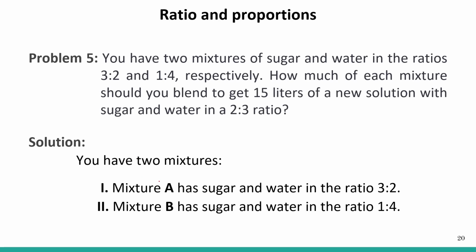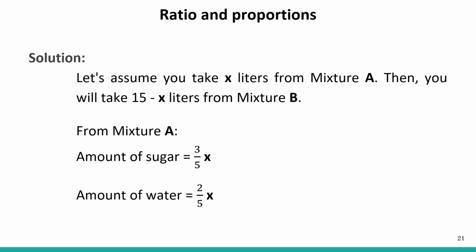So you have two mixtures, right? Mixture A and mixture B. Mixture A has the ratio 3:2, as we only have the ratios 3:2 and 1:4. That is the sugar to water ratio, right? The first part in the ratio is sugar and the second part represents water. Okay. So mixture B has sugar and water in the ratio 1:4. So let's assume x liters from mixture A, then you will take 15 minus x liters from mixture B, because cumulatively both of them become 15 liters. So 15 liters is equal to x plus (15 minus x). So we are on the right path. Okay. So the assumption is correct here. We assume x liters from mixture A and 15 minus x liters from mixture B.